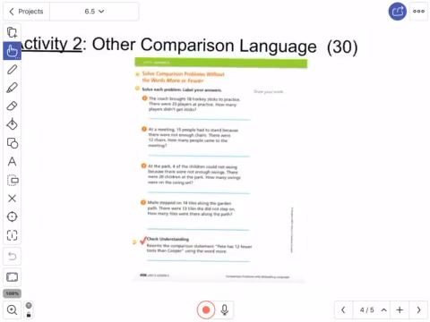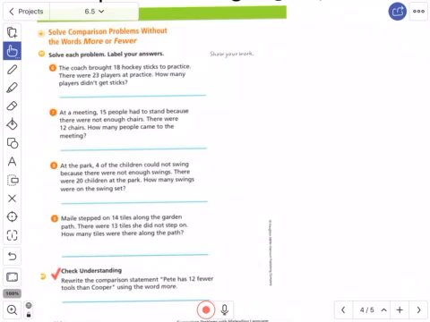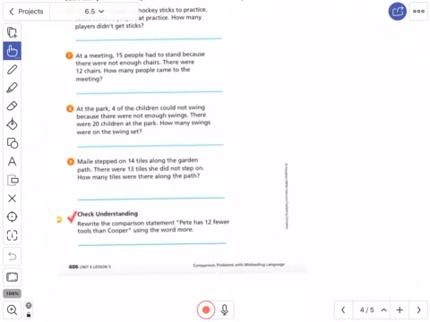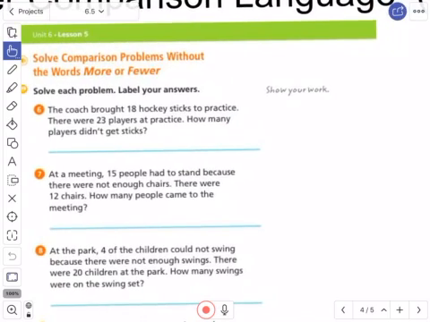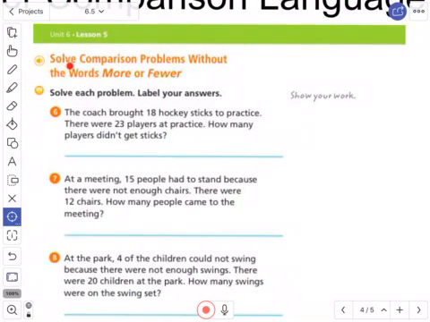Okay, so this one has a number of problems again, just like the first page. This is page 406. I'm going to do the first one, and then you'll finish these. Solve comparison problems without the words more or fewer. Solve each problem, label each answer. The coach brought 18 hockey sticks to practice. There were 23 players at practice. How many players didn't get sticks?